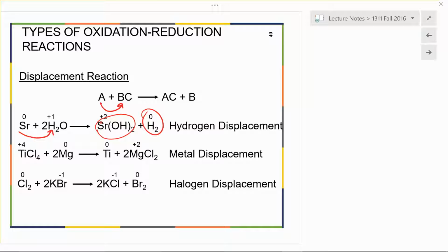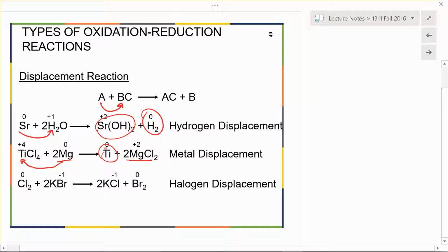Okay. Here we have a metal displacement. So instead of producing hydrogen gas, we're just displacing a metal. So here we have magnesium. It's pure magnesium, and it's going to displace the titanium here and form magnesium chloride, and titanium will come out.